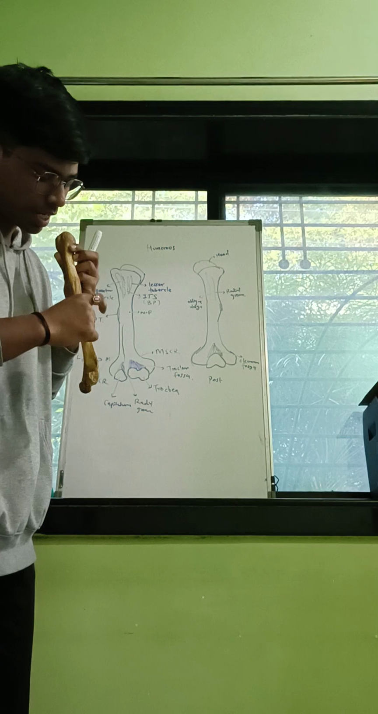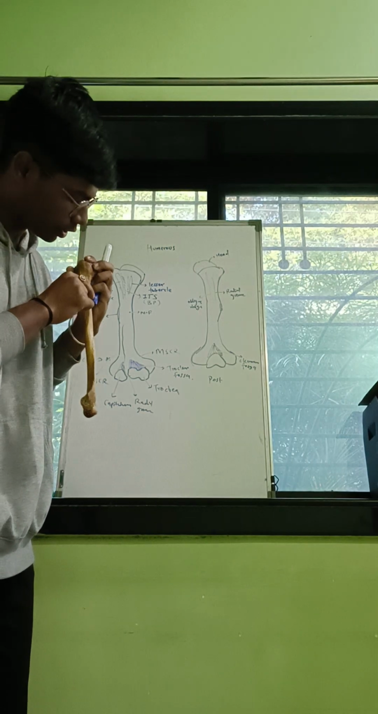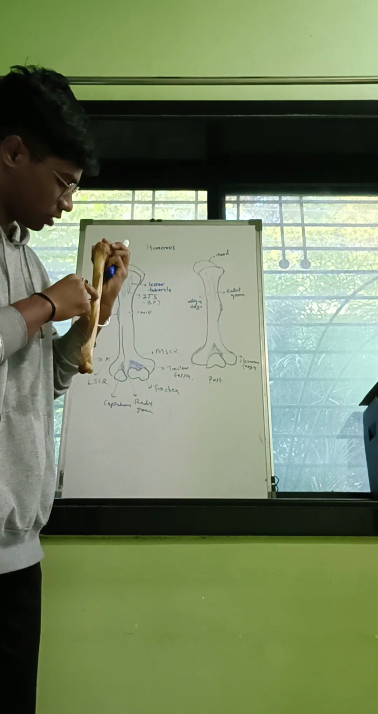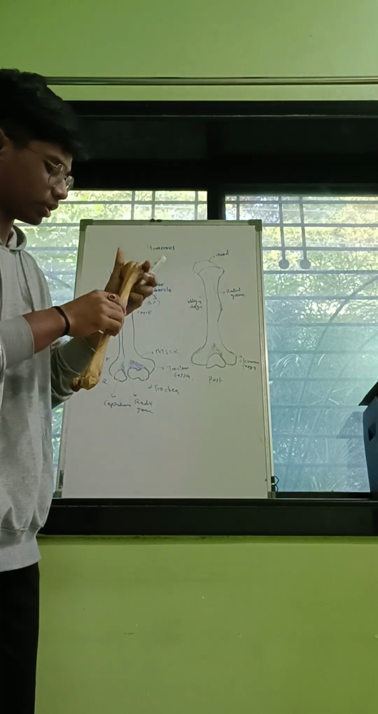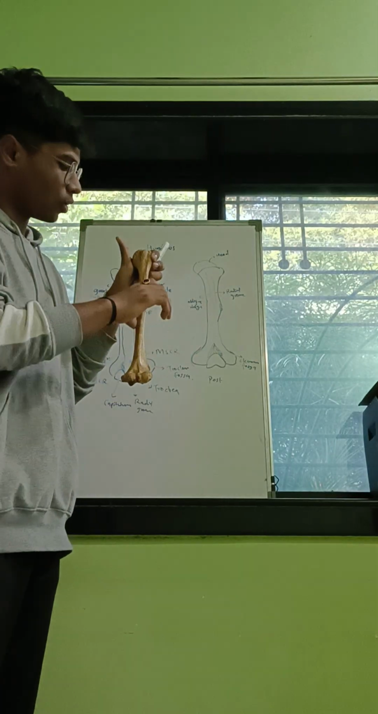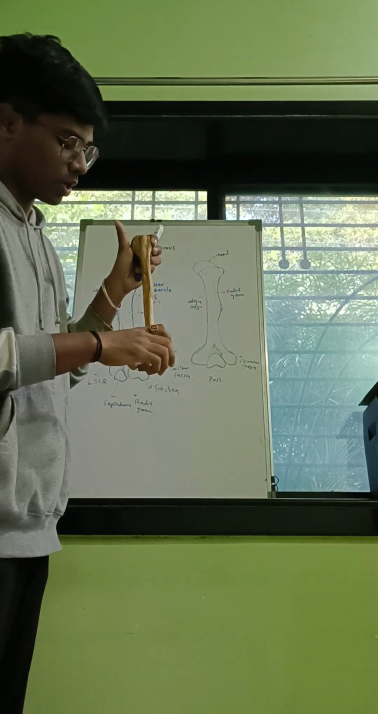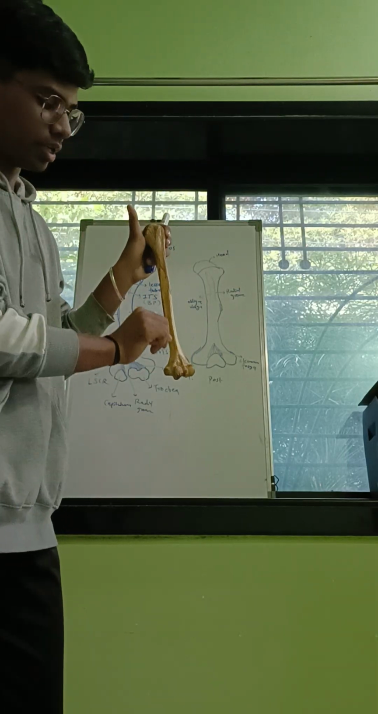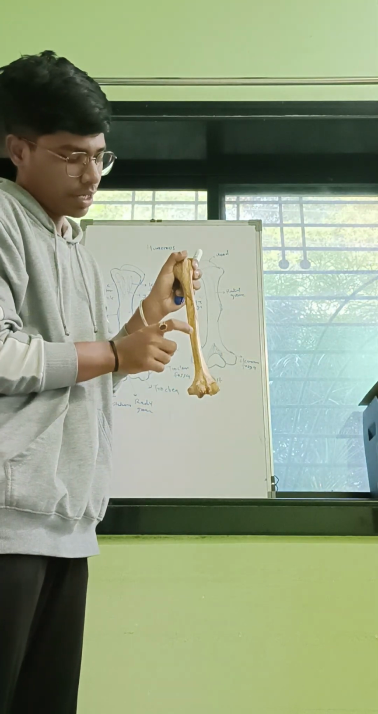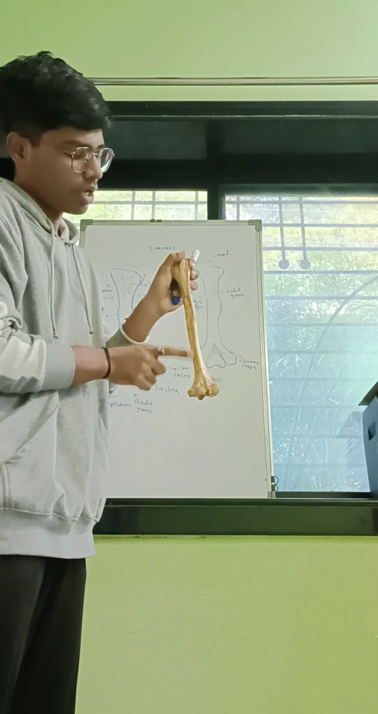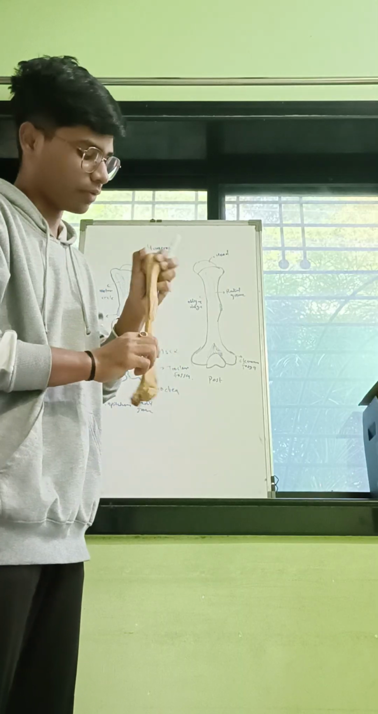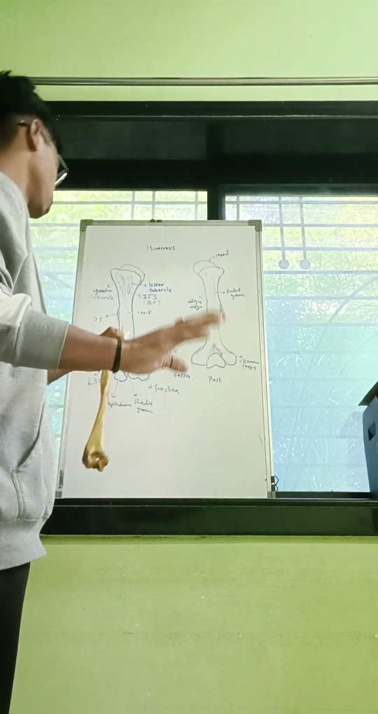The lateral border ends with the lateral supracondylar ridge, but starts from where? If you trace it back, it starts from the deltoid tuberosity. The medial border starts from the intertubercular sulcus, the bicipital groove, and ends at the medial supracondylar ridge here. The surface between the anterior and medial borders is called the anteromedial surface, between the anterior and lateral borders the anterolateral surface, and posteriorly is the posterior surface. So these are all the surfaces.